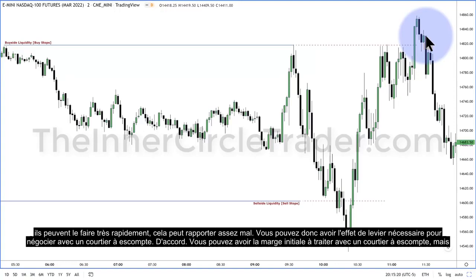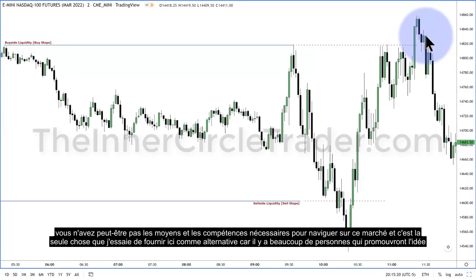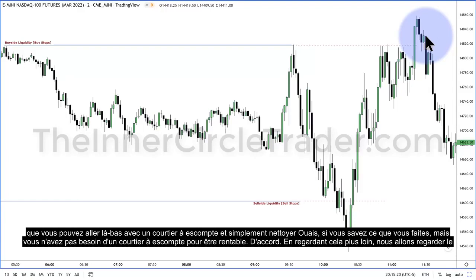So you may have the leverage to trade with a discount broker. Okay, you may have the initial margin to trade with a discount broker, but you may not have the wherewithal and the skill set to navigate this market. And that's the only thing I'm trying to provide here as an alternative, because there's a lot of individuals out there that will promote the idea that you can go out there with a discount broker and just clean up. Yeah, if you know what you're doing. But you don't need a discount broker to be profitable.